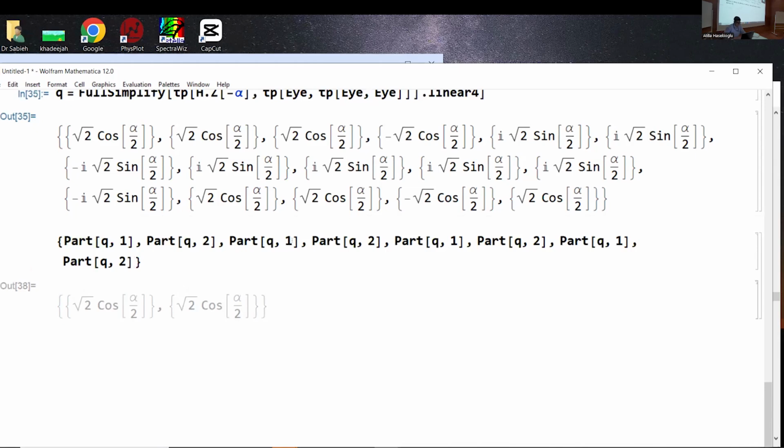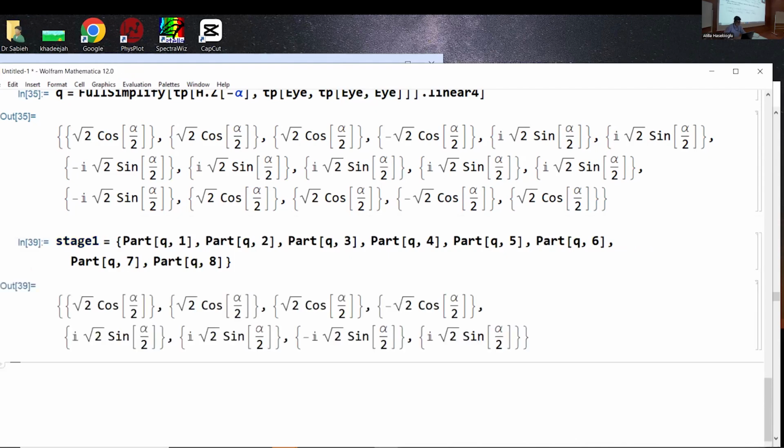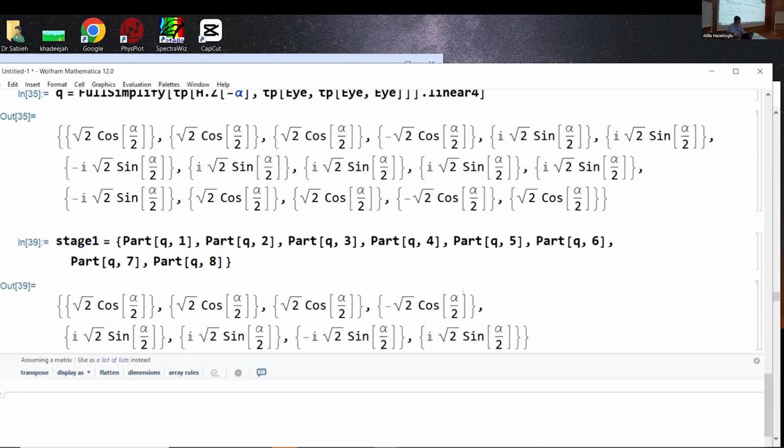1, 2, 3, 4, 5, 6. This is my stage 1. After stage 1, this is the state that I generated. Now it is a 3 qubit state. Now I measure on the second qubit. The first qubit has just disappeared. I make a measurement on the second qubit along beta.